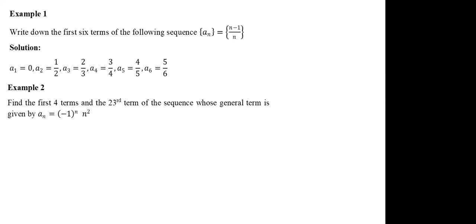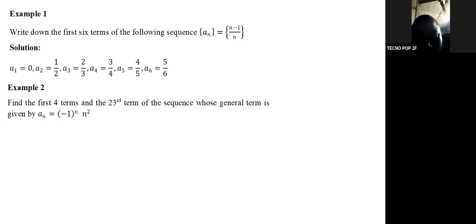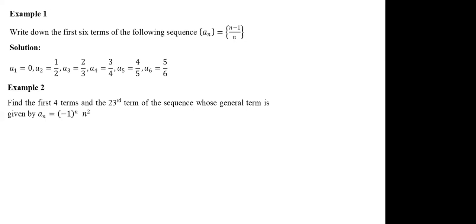What's going to be A2? Minus 4. Look at it very well. Don't just jump. It's not minus 4, it's 4. Minus 1 raised to power 2 is 1. 2 raised to power 2 is 4. 4 times 1 is 4. It's not minus 4.